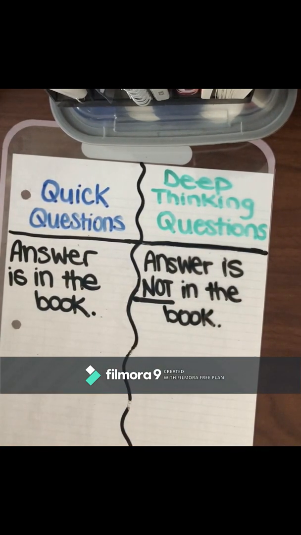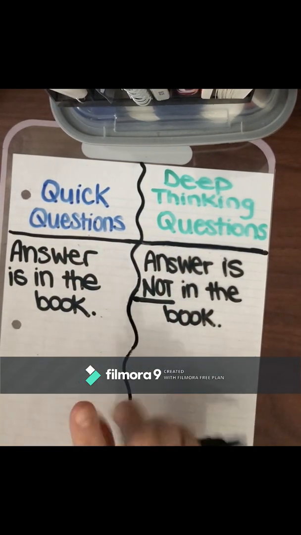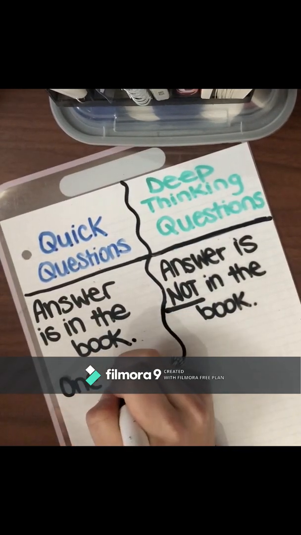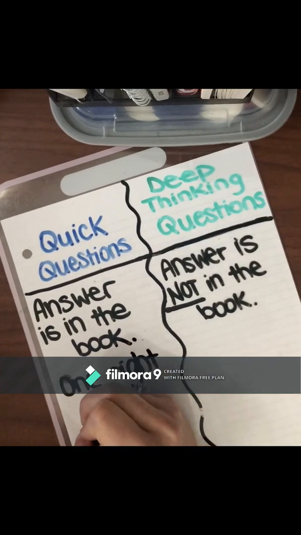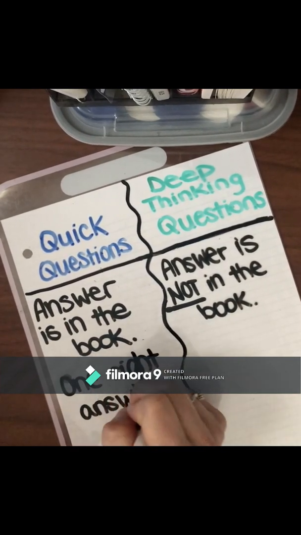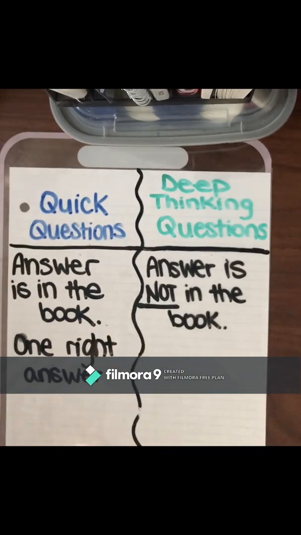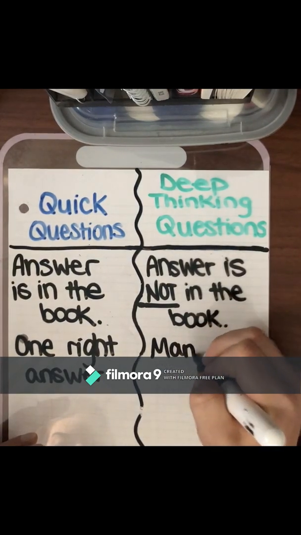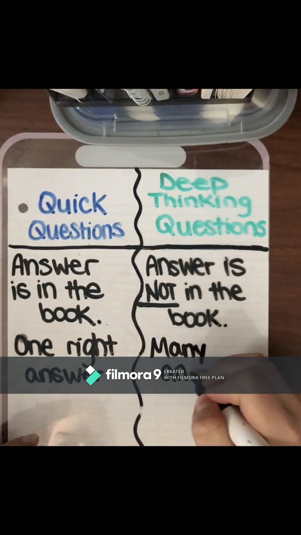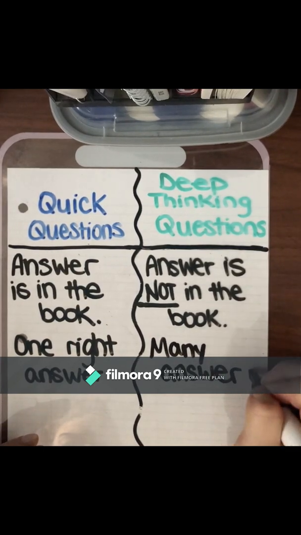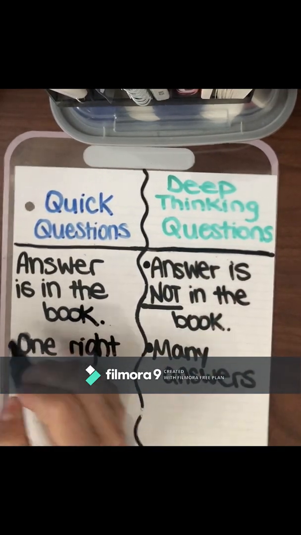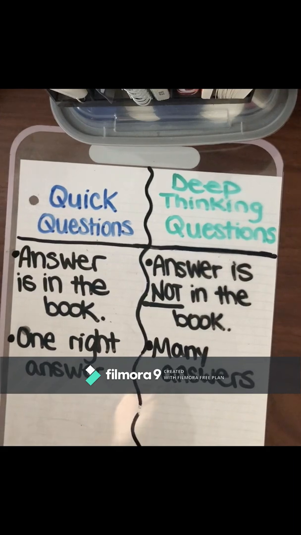The next big difference between a quick question and a deep thinking question is that with quick questions, there's usually only one right answer. Again, that answer can be found in the book. Whereas with deep thinking questions, there are many answers. There's not one right or wrong answer. I'm just going to add some little bullet points here so that you can see how they're broken down.